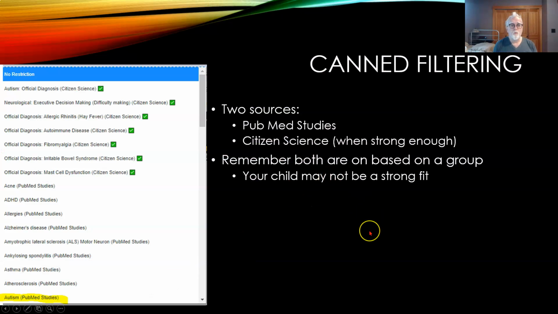And remember, the key thing is these are based on a group of people, and there's always a chance your child may not be a strong fit to that particular group. There are always outliers. They're always the exception to the rule, the one who goes in the wrong direction. So canned filtering can be nice. It can make life easier, especially if you are easily saturated or don't know what to do.